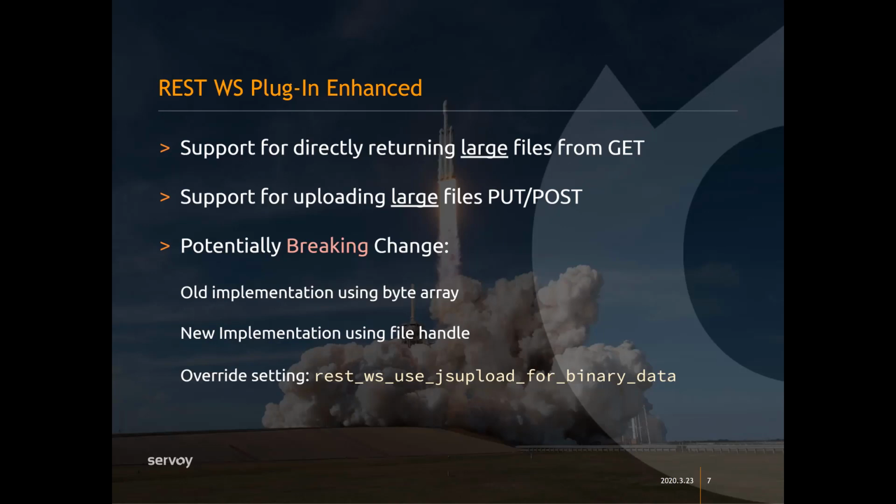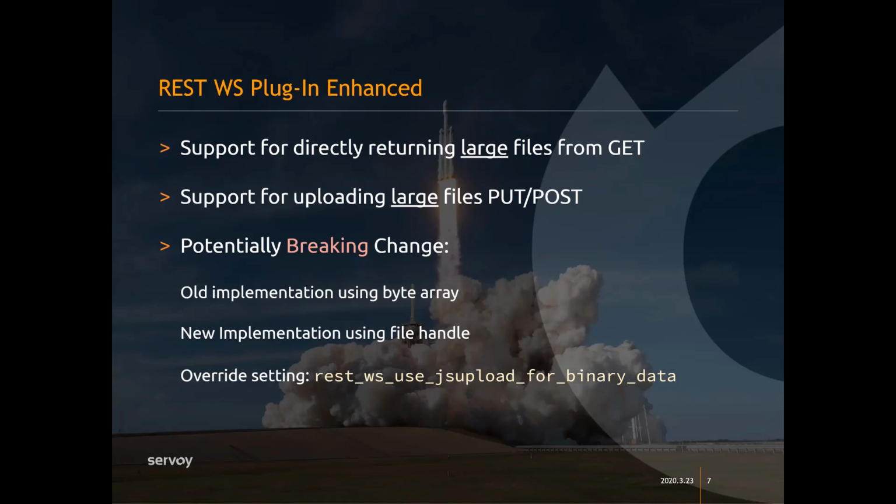If you want to return, you don't have to first read into a byte array and then return it out of your method. You can just return the file handle, and the plugin will stream it for you. So that's really nice because that fixes a problem with support for large files. However, it could be potentially breaking if you're already doing that byte array setup. So my recommendation is you go in and you switch from returning or accepting byte array to a file handle.